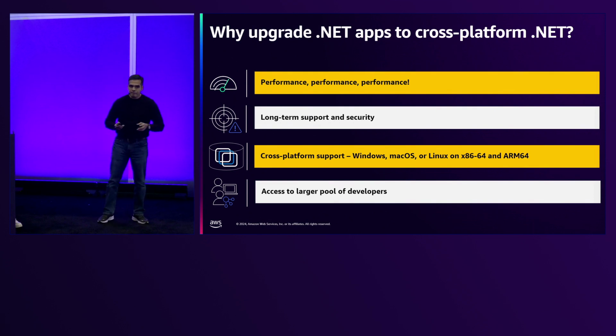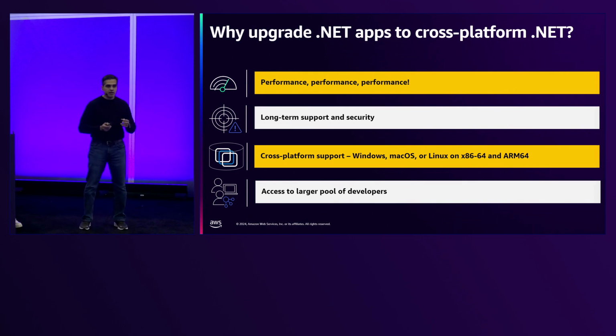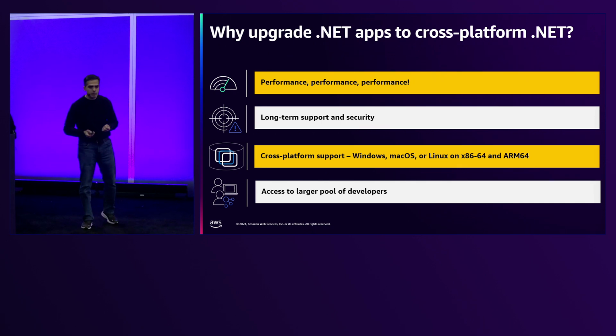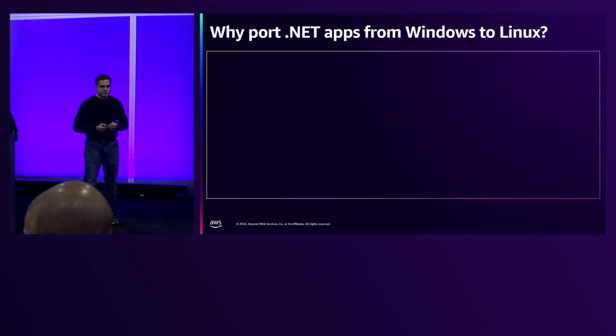Just to recap, why are customers trying to move from .NET Framework apps to cross-platform .NET? The main reason is performance. You are able to run on ARM architectures, which gives you the ability to run on processors like Graviton. We heard about it this morning. There is also long-term support and security. And the most important thing is the license freedom that you're looking at.